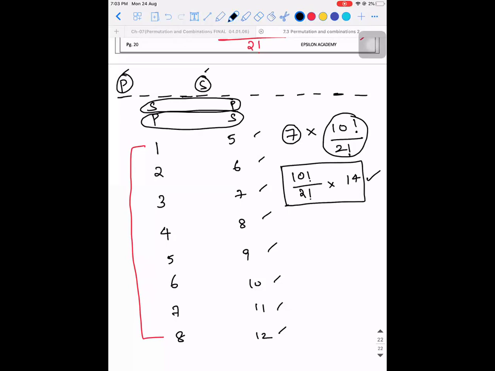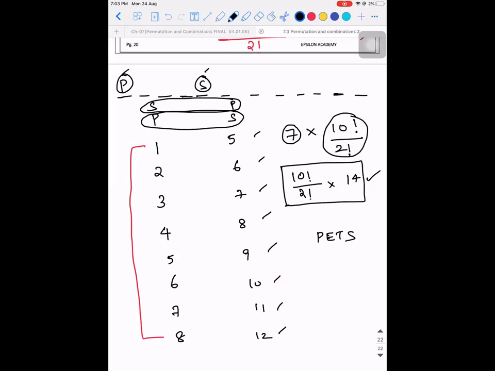Are you clear? So, sir, it makes a difference if we put S first and P first. Yes, it makes a difference. See, for example, I take a word like pet. Okay, I'll take 4 letters. I'll take pets.